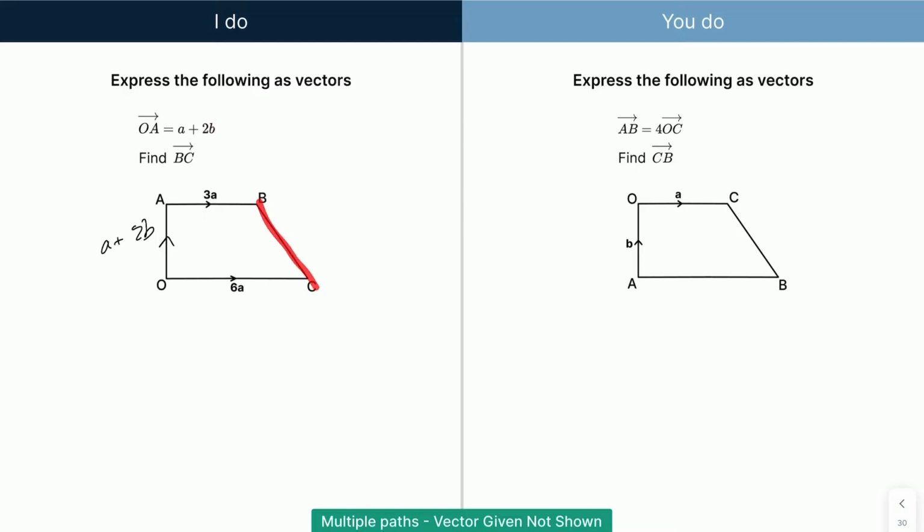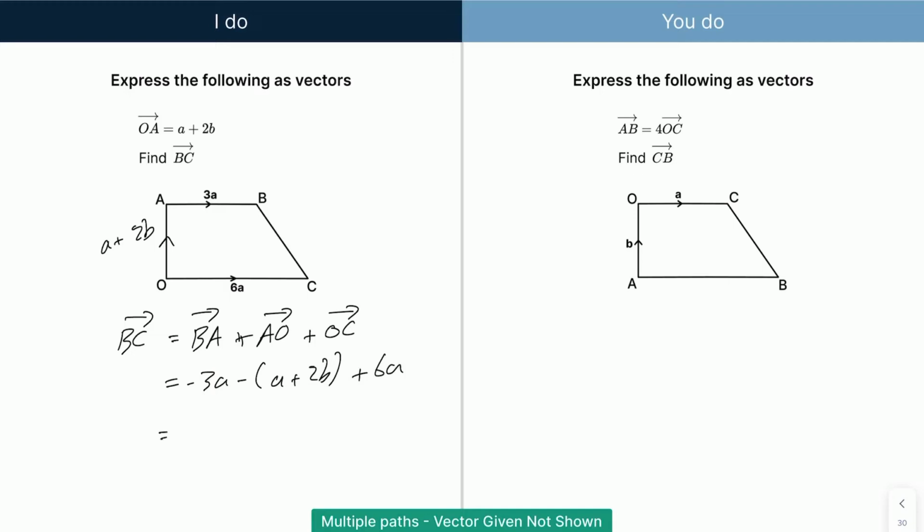So if we're going, I can't go this way. I don't know what that is, but I can go this way. So I'll use that route. So now B to C is B to A plus A to O plus O to C, and then B to A is minus 3A because I'm going in the opposite direction. And now here, be careful because there's two values, so we're going to put it in brackets just to make sure we don't mess the signs up, and plus 6A. Okay, so now we're going to expand the brackets out. Now we're going to collect the A's, so that becomes minus 4A plus that, which is 2A minus 2B.